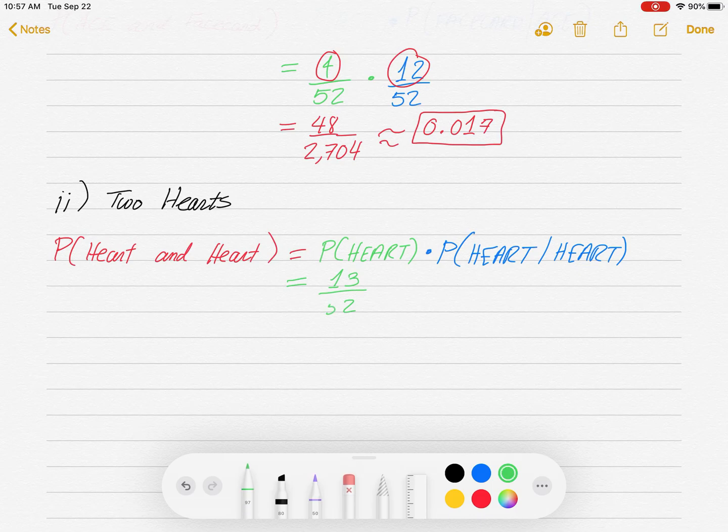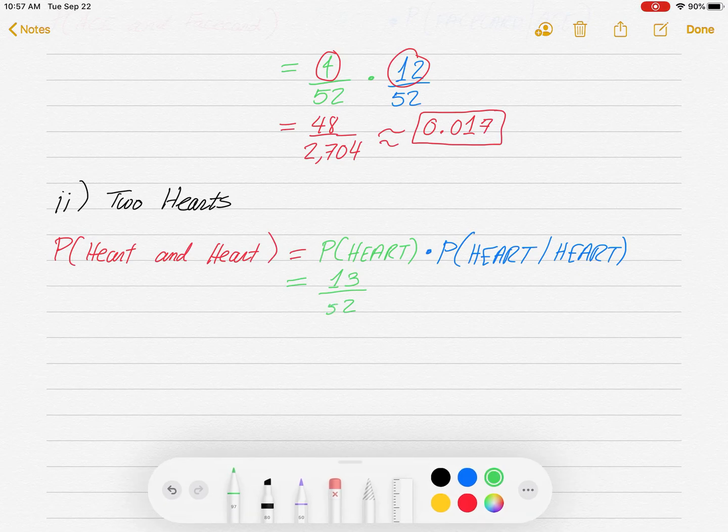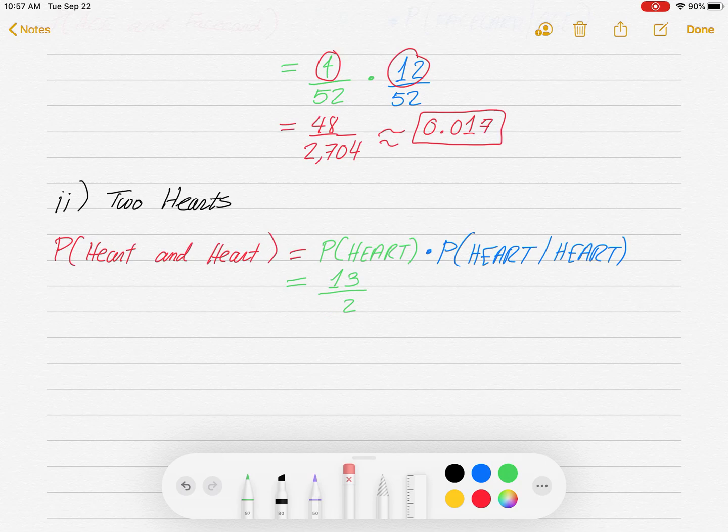Now 52 is not drawing well. There it goes. All right, then we have to figure out what's the probability of getting a heart after we already got a heart on the first draw. So we're assuming we got a heart on the first draw. That's this part right here.